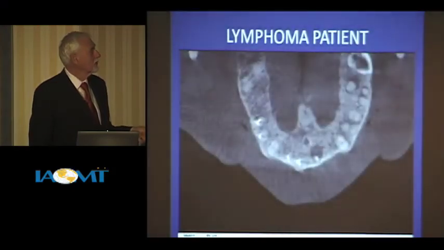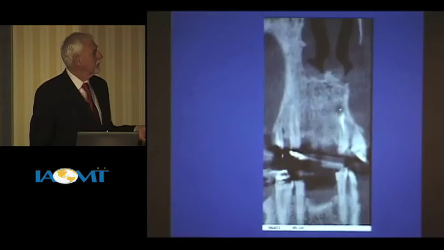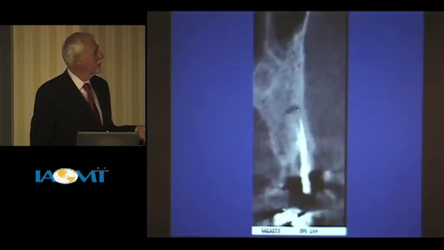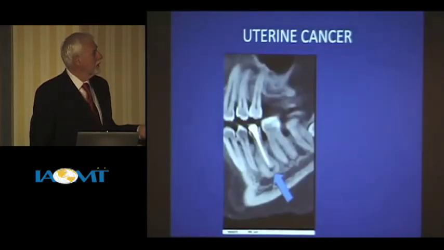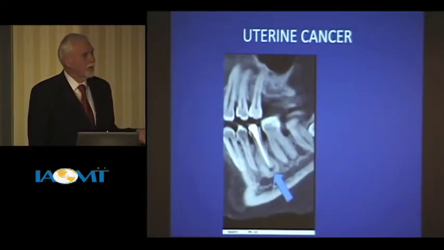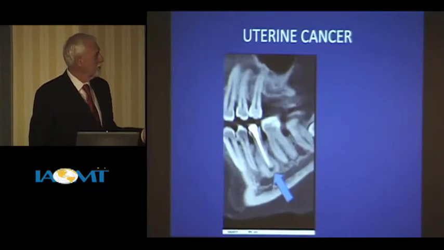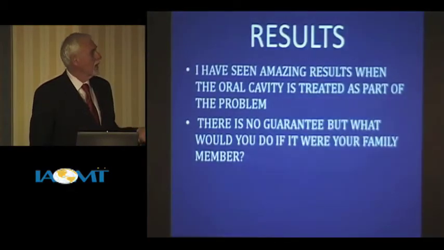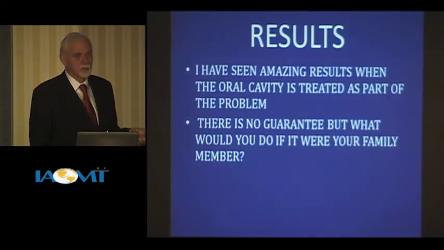How would you treat it? A lymphoma patient. Look at all this. Look at this. This is that same patient. Look at the lesions here. Look at the lesions there. This is a patient I'll talk about, the patient that we'll look at in depth. Uterine cancer. There. Results. I have seen amazing results when the oral cavity is treated as part of the problems.